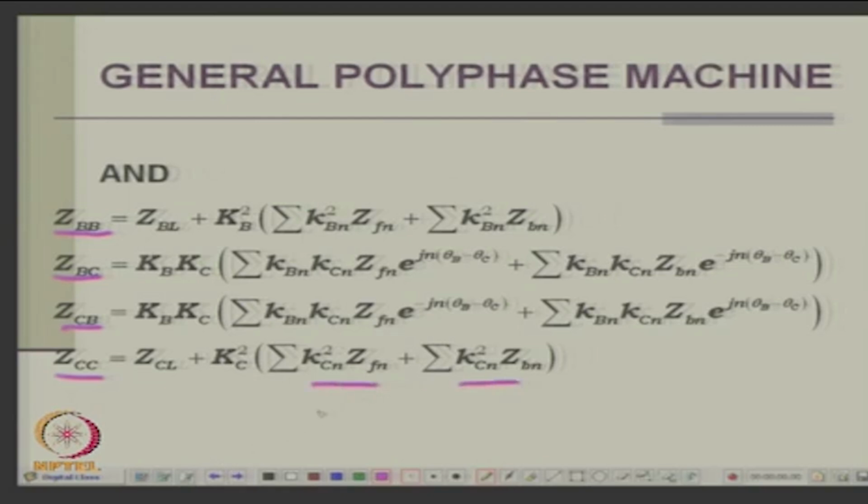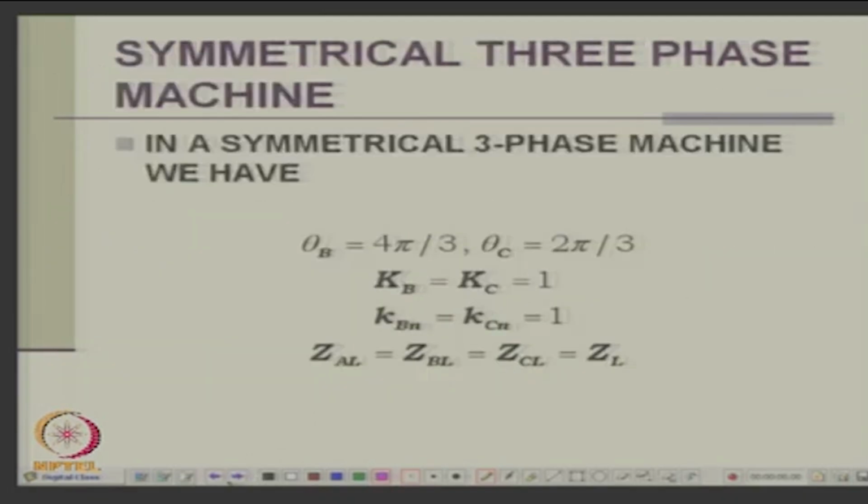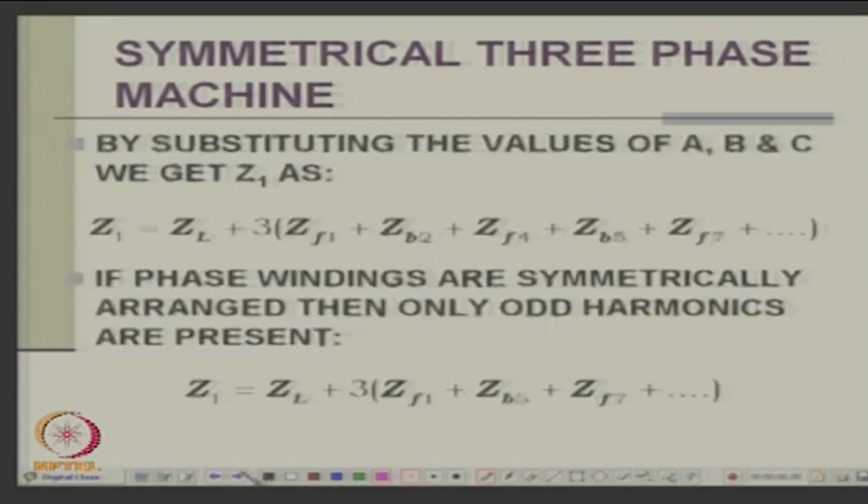Okay. So, we said how the forward and backward fields induce voltages in its own winding and the other neighboring windings. Okay. Then we took a specific case, if they become symmetrical, we know that theta B becomes 240 degrees and theta C becomes 120 degrees in the anticlockwise direction taken positive. Okay. Then KB, KC is 1 and we have ZAL, ZBL, ZCL, ZL.